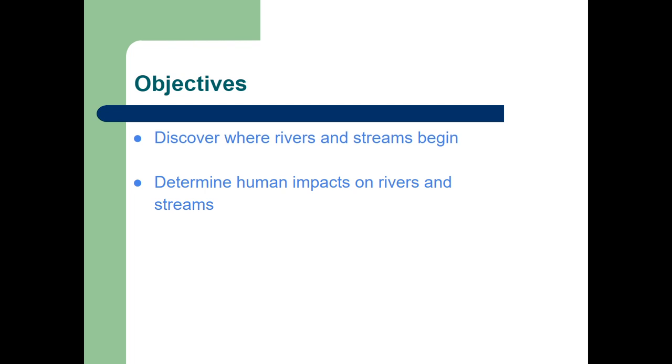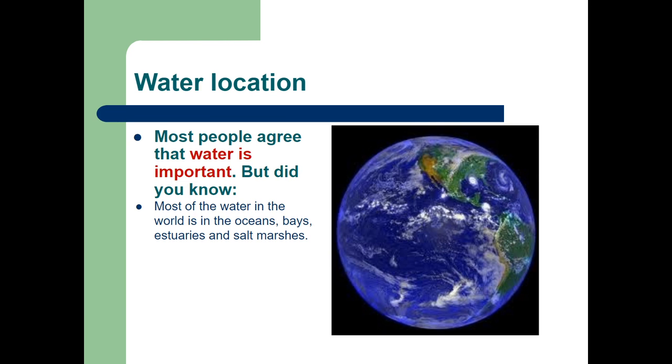And again, we've talked about rivers and streams and how vital they are to us because a lot of these rivers and streams lead into our water supply, which is our drinking water. So we do want to be concerned about what is being dumped into our drinking water, just like in the case of Flint, Michigan. So water location.